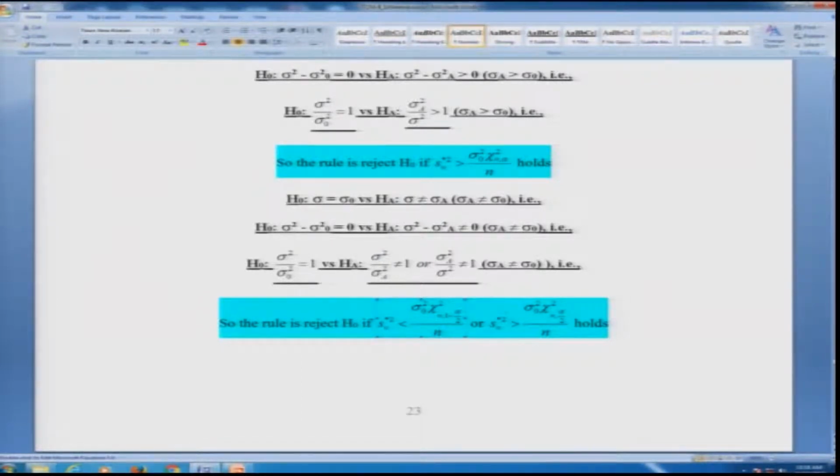and in the other case on the right hand side, everything remains the same, only the greater than sign comes, and in place of 1 minus alpha by 2 it becomes alpha by 2 for the suffixes of chi square.